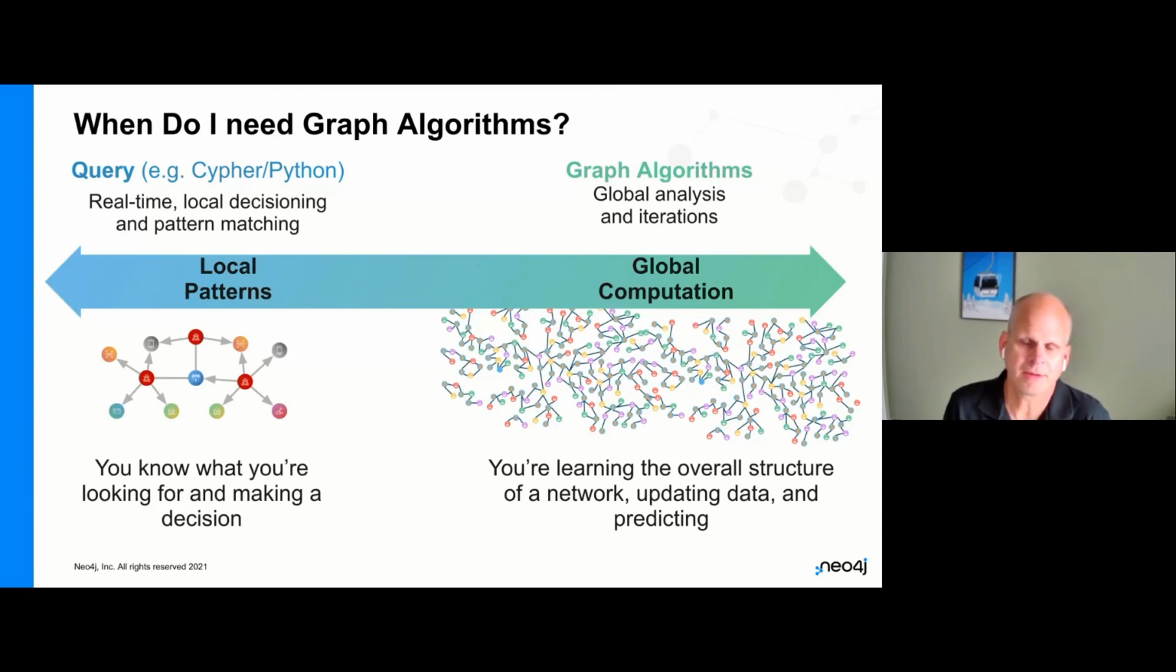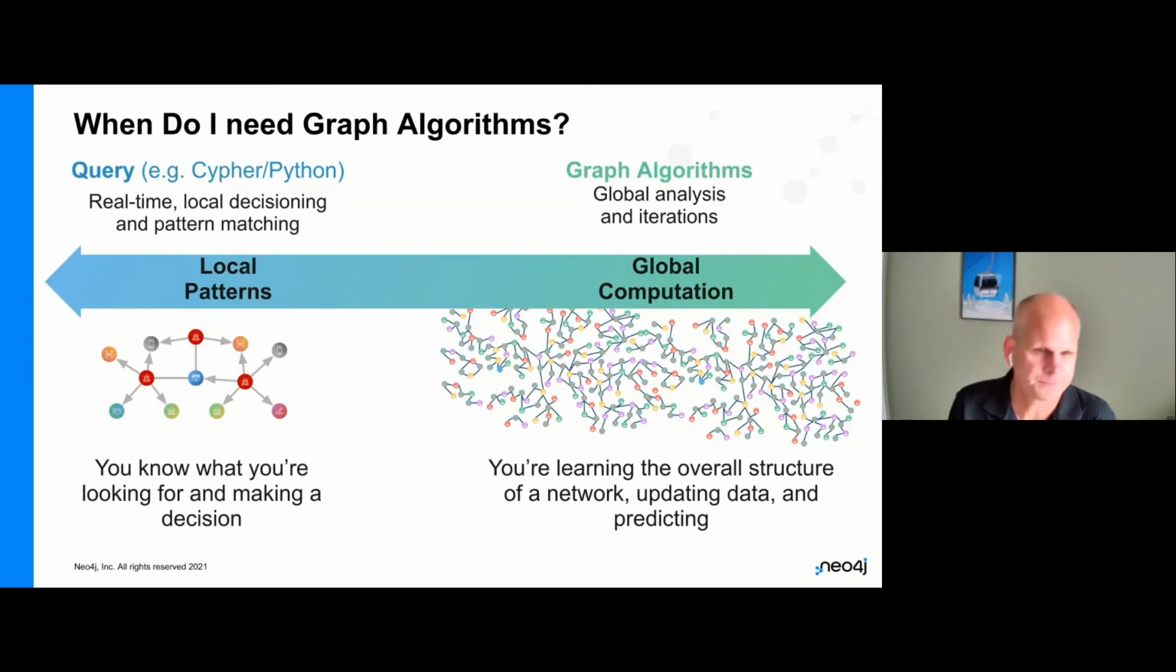On the right-hand side are graph algorithms, and graph algorithms take a higher level view at a graph and leverage the relationships at a top level and do a global computation, looking at the overall structure and how these nodes and relationships are interacting in the graph. So the key point for graph algorithms is, you're looking at things at a high level and not just doing pattern matching.